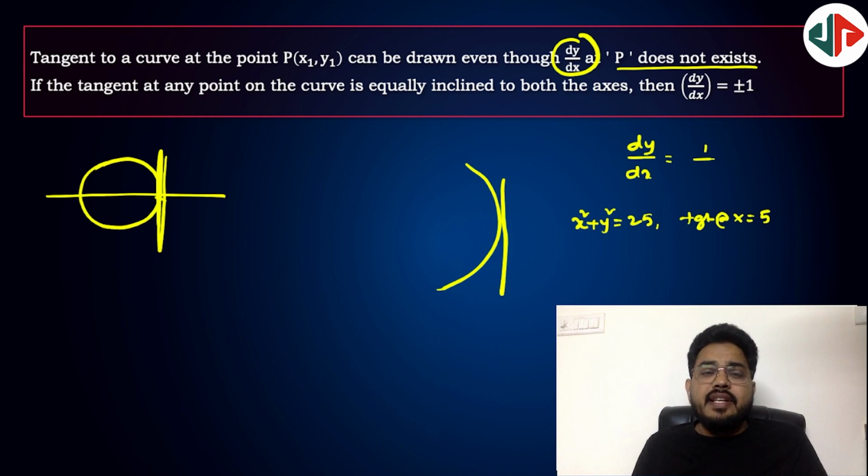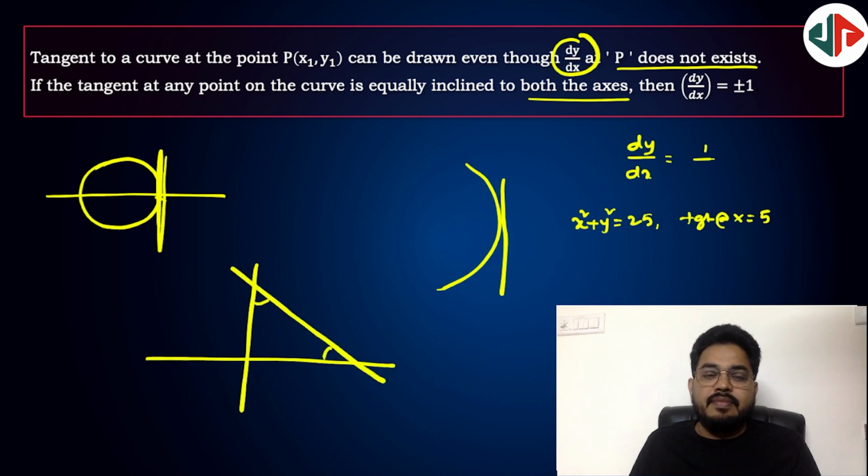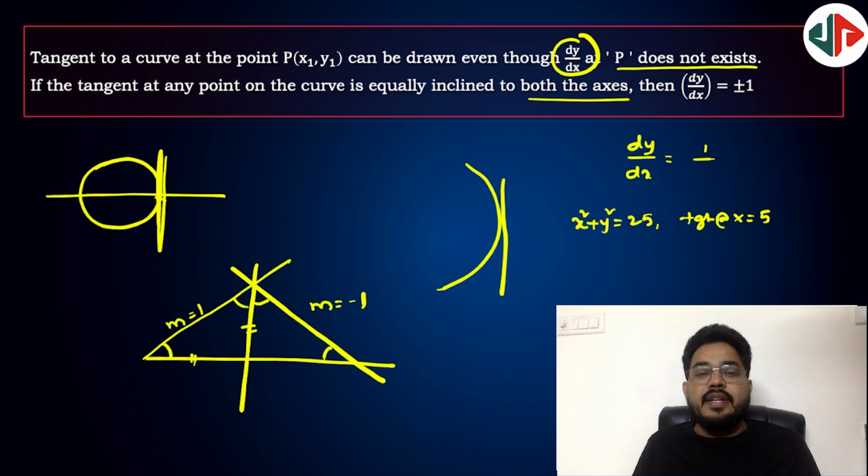If the tangent at any point on the curve is equally inclined to both the axes, equally inclined to both the axes means 45, 45. Here the slope is equal to minus 1. Here 45, here 45, the slope is equal to 1. So here the x-intercept is equal to the y-intercept. So the intercepts are the same in magnitude, equally inclined to the coordinate axes. Dy by dx will be equal to plus or minus 1.